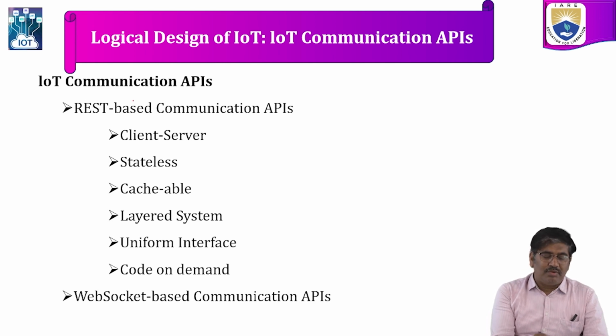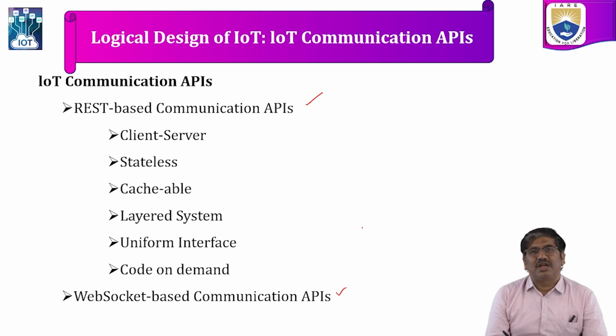The third topic we can see under logical design of IoT is IoT communication APIs. In these communication APIs, we have mainly two types: one is the REST-based communication API, and the second one is the WebSocket-based communication API. Under REST, we have client-server, stateless, cacheable, layered system, uniform interface, and code on demand.